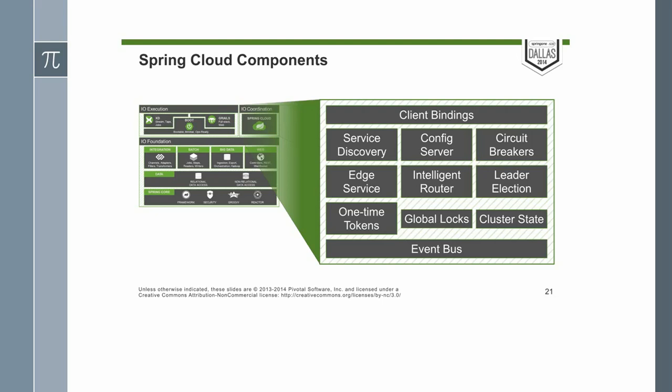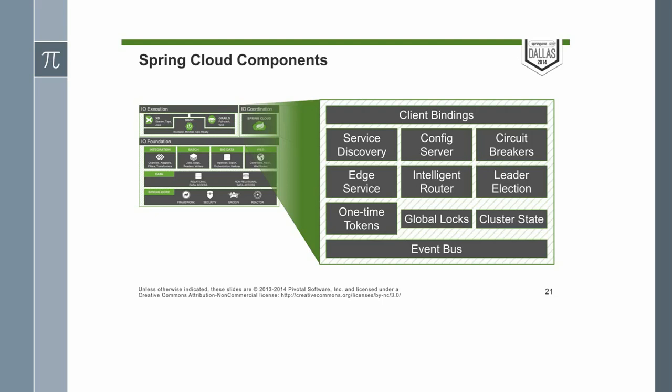For example, Netflix has developed a very good service discovery called Eureka. Also, you can use other discovery systems. For example, you can use Consul from HashiCorp for having service discovery. And also, config server is very important. I will discuss config server in more detail in another slide.